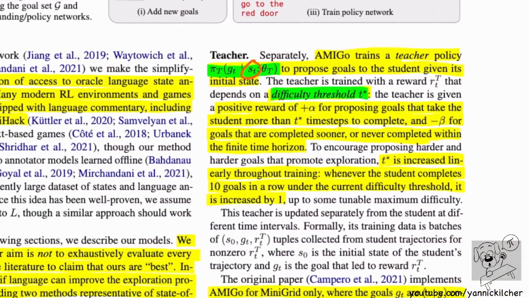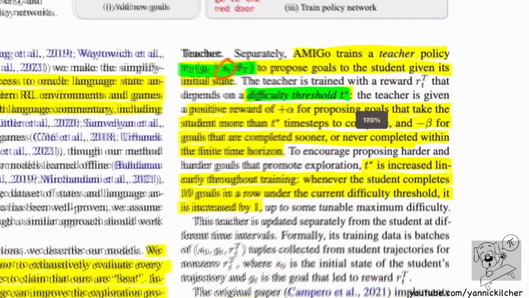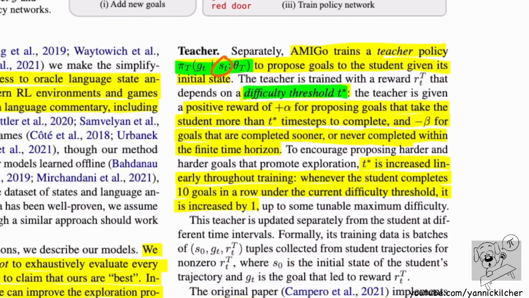There's also a notion of a difficulty threshold. That difficulty threshold increases during training. So the idea is that at the beginning, the teacher wants to suggest kind of easy goals. And then as time progresses, the teacher has to learn essentially how to make the goals harder and harder. And by making the goals harder, the student essentially has a curriculum of harder to reach skills. So the teacher should kind of learn to propose more hard goals. So I think that the work here is definitely done mostly by this teacher network and the challenges.